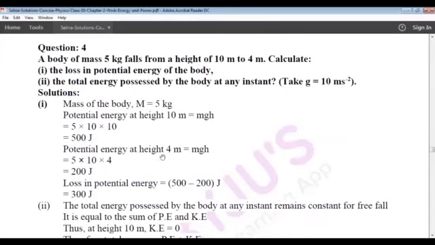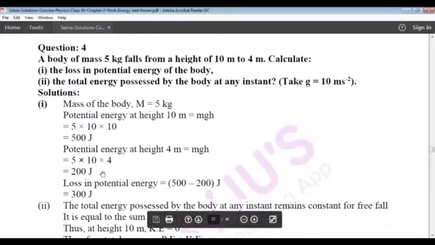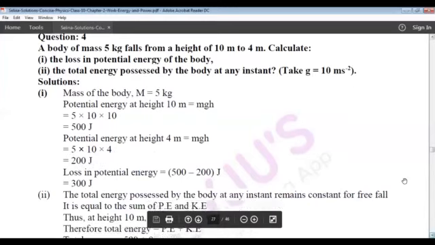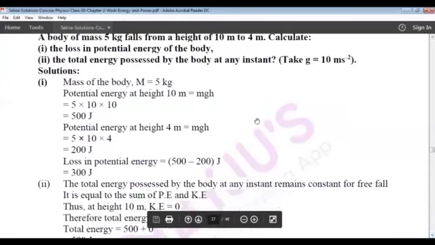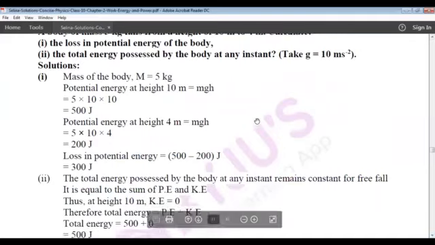Next, potential energy at height 4 meter. First, we found it at 10 meter. Next, we need to find the potential energy at 4 meter. That will be equal to mgh, so that is 5 into 10 into 4, you'll get 200. So the loss in potential energy will be equal to the difference in the potential energy, that is 500 joule minus 200 joule. So the answer is 300 joule.